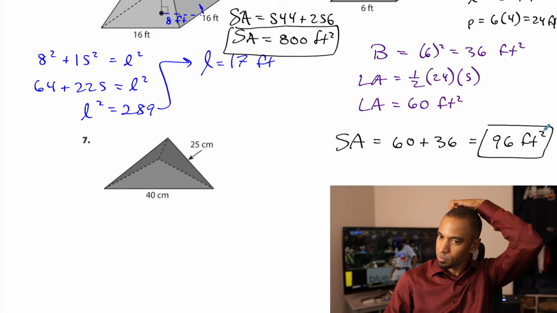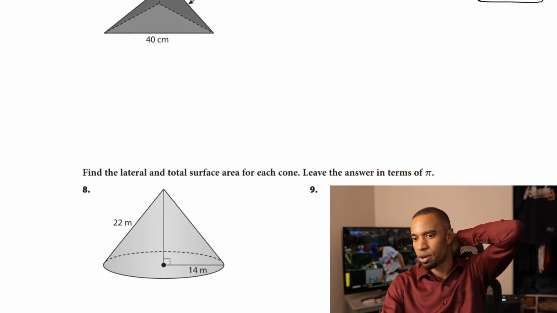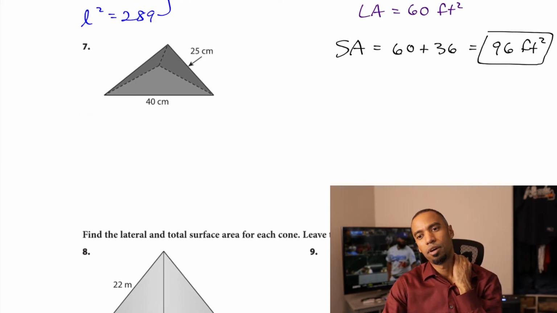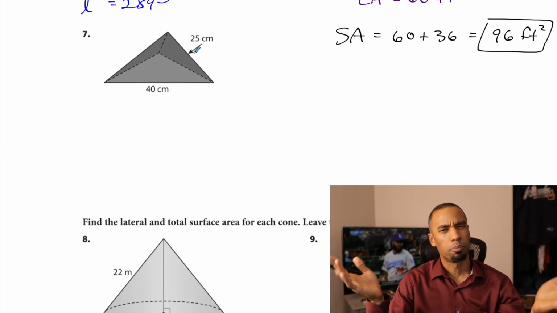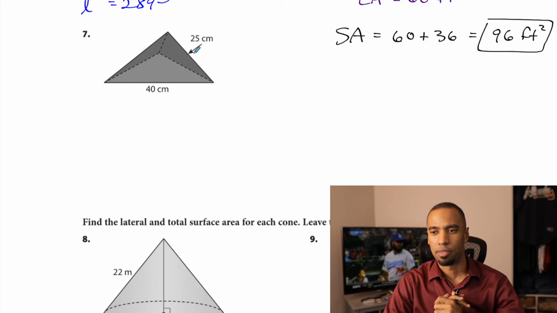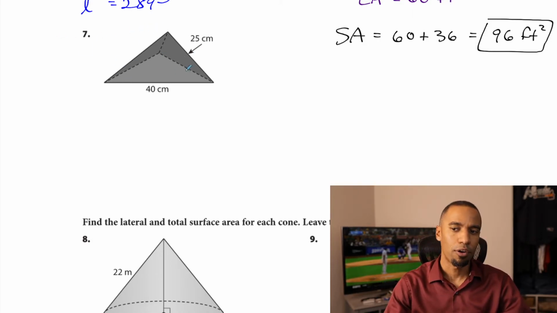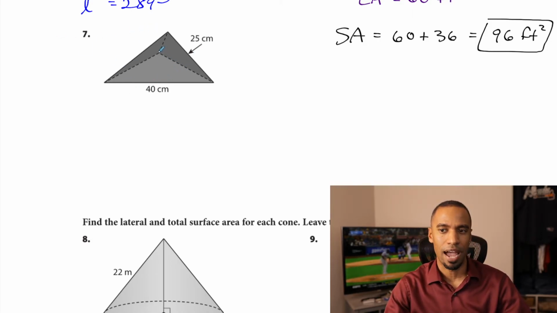All right. Number 7, and this is our last regular pyramid before we hit cones and composite figures. And then we'll dive into some of the cone stuff. I don't know if you can tell what the shape looks like here. I guess we're looking at the bottom. It doesn't matter. We're looking at a pyramid.